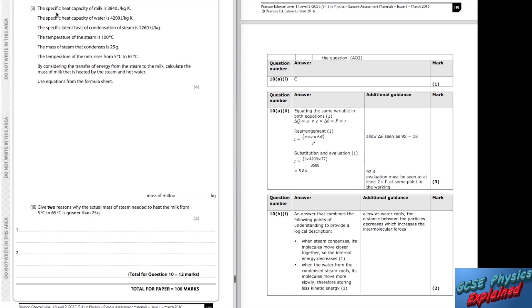Part 2 tells you the specific heat capacity of milk, the specific heat capacity of water, the specific latent heat of condensation of steam, the temperature of the steam, the mass of the steam that condenses, the temperature of the milk. It's telling you that it rises from 5 to 65. By considering the transfer of energy from the steam to the milk, calculate the mass of milk that is heated by the steam and hot water. Use equations from the formula sheet.